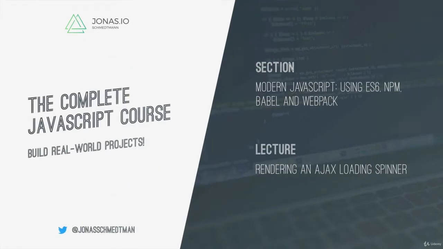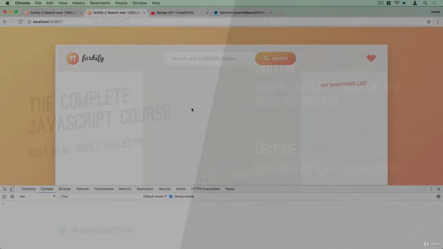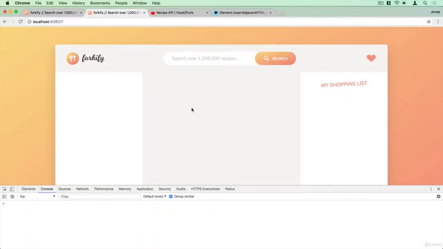Let's continue where we left off in the last video and build our loading spinner. In order to implement the spinner as fast as possible, let's remember that it should appear here in the search results list, but also here in the recipe whenever we click on one of these results. So we should have that in mind and build this spinner, this loader, for reusability.